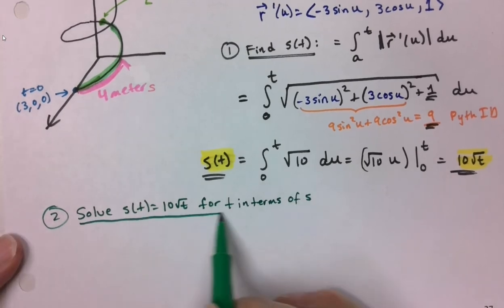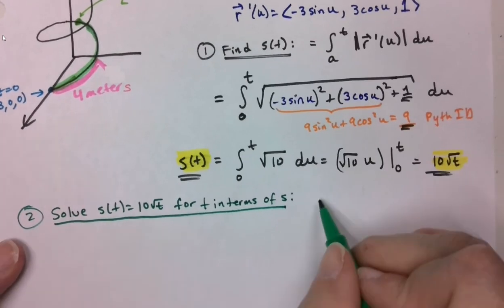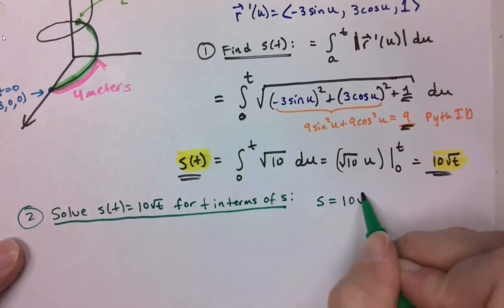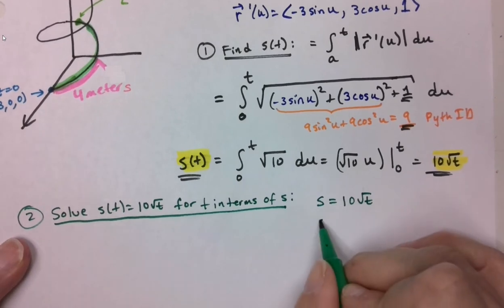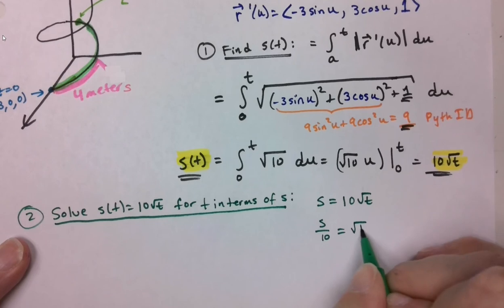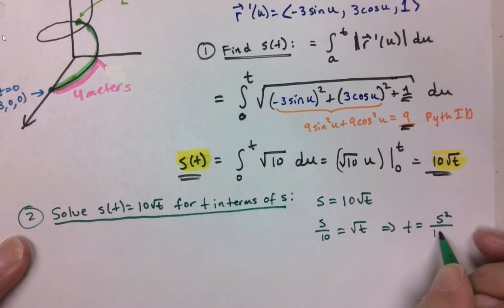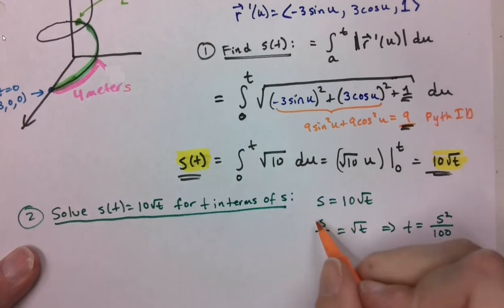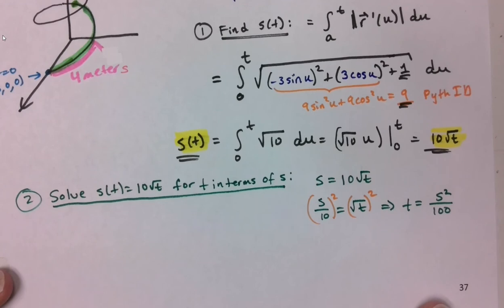Okay, so it's currently s equals 10 square root of t. So that means that s over 10 equals the square root of t, which means t is equal to s squared over 100, because you would square both sides, right? To make the square root go away.